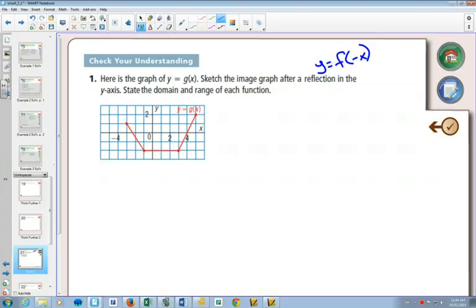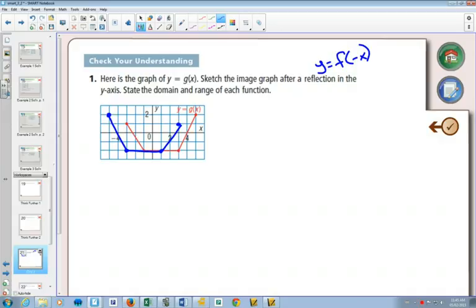So now when I flip it over, this point that was at 5, 2 will now be at negative 5, 2. This point right here, which was at 3, negative 2, will be at negative 3, 2. And this point at negative 1, negative 2, will be at positive 1, negative 2, and negative 3, 1, positive 3, 1. And we can just connect the dots. And we have our graph.